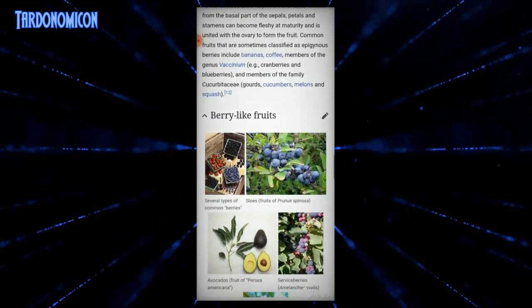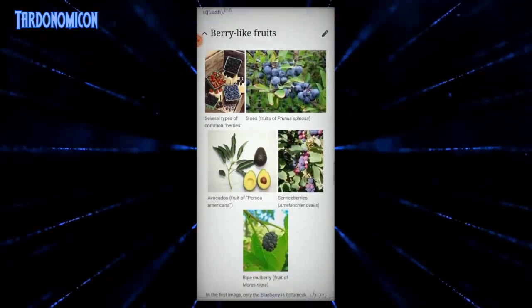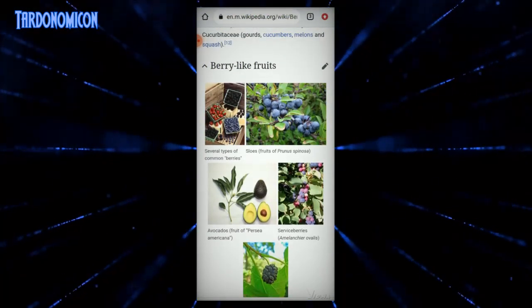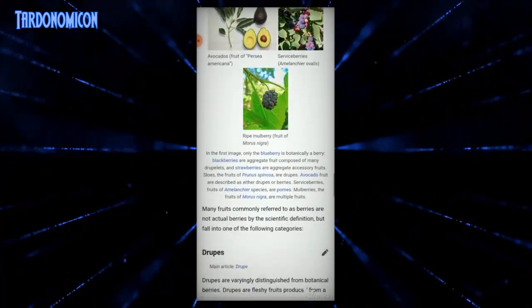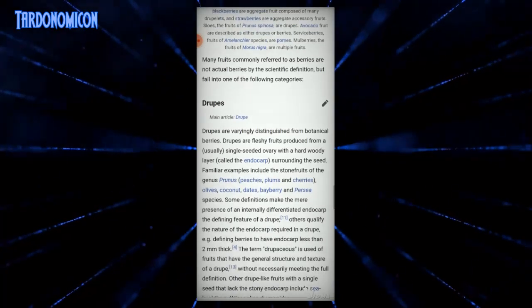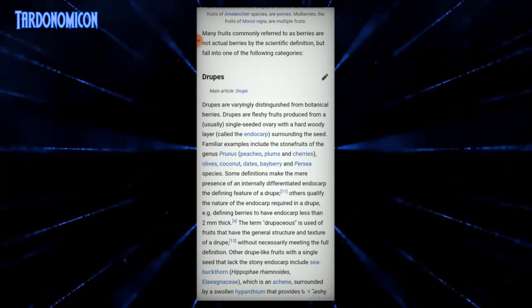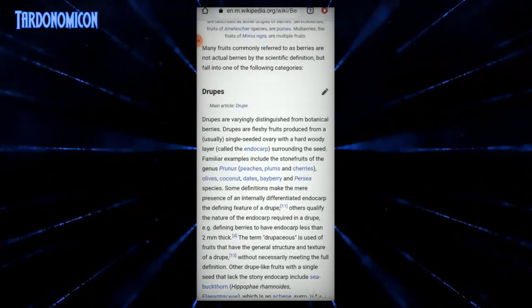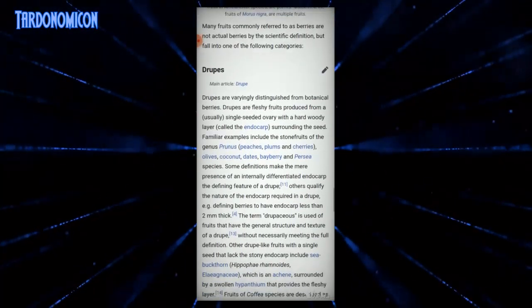Berry-like fruits. Some of these berry-like fruits, okay, avocados, these are some examples of berries. Okay, mulberry fruit, so these are berry-like fruits, but not technically berries. Drupes, now some of these drupes are things that we would consider berries and that I personally consider berries, because for eating purposes, these might be considered berries.